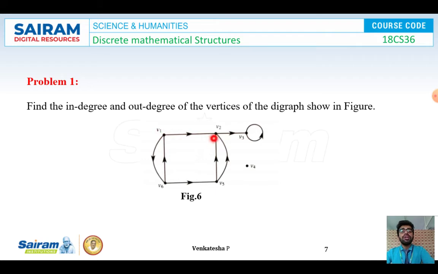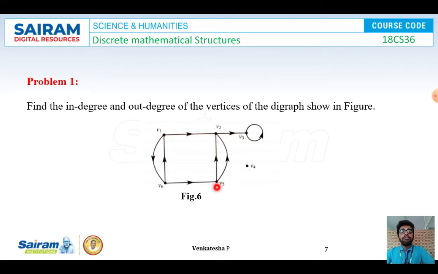Similarly at v2, one edge is moving from the vertex v2, so the out degree will be equal to 1 here, and 2 edges are moving towards the vertex v2, so we have 3 in degrees at this vertex. Now at v3, the loop is there. So the out degree will be equal to 1 here, and the in degree will be equal to 2. And at vertex v4, there are no in degrees and no out degrees because it's an isolated vertex. There are no edges, so we cannot find in degrees and out degrees.